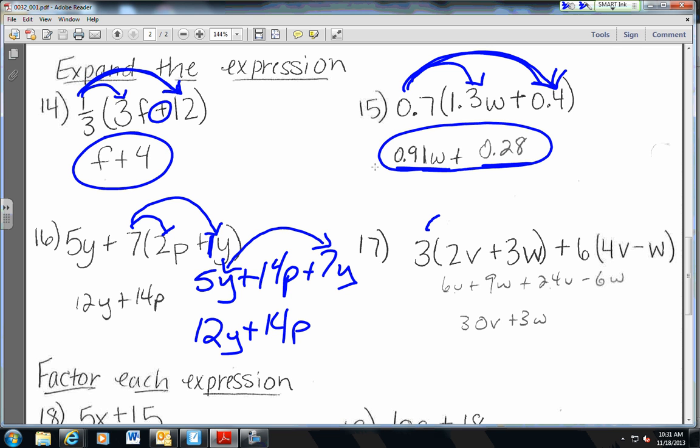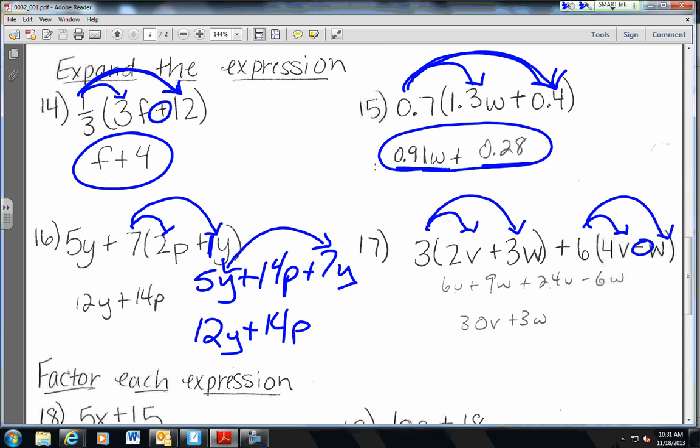17, we got two distributive properties, 3 times both numbers inside of its parentheses, plus 6 times both numbers inside of its parentheses. So 3 times 2v is 6v. 3 times 3w is 9w. Plus sign, so plus sign. 6 times 4v is 24v. And 6 times w is 6w, and it's a minus sign, so minus 6w. So always be careful and watch your signs there.